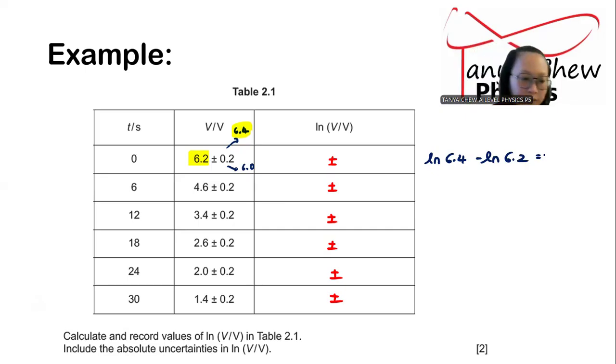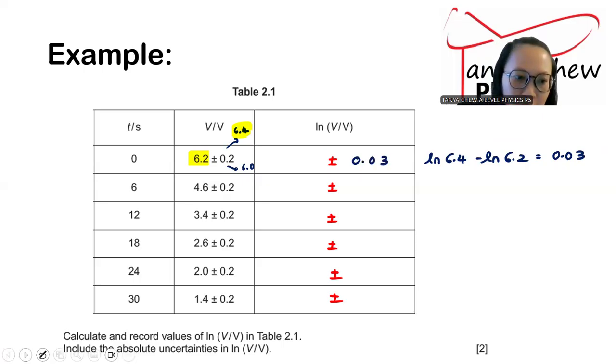Ln 6.4 minus ln 6.2, get a value. I got 0.03. Remember what I told you? I'm going to make sure that my absolute uncertainty is stuck to one significant figure. Follow the AS rule. So my answer here is 0.03, 1 SF. So I just put it here, 0.03.